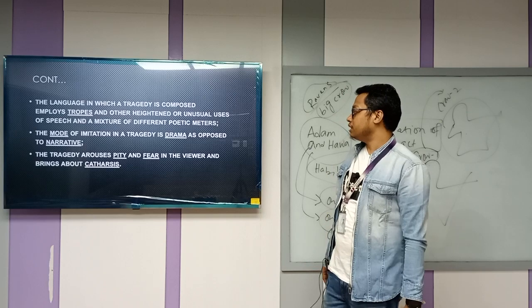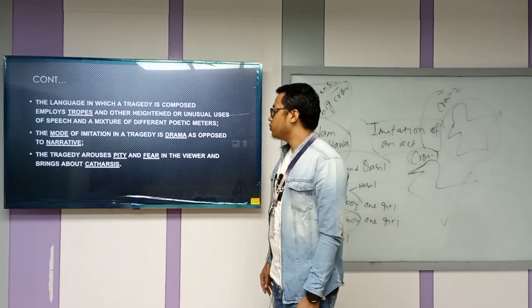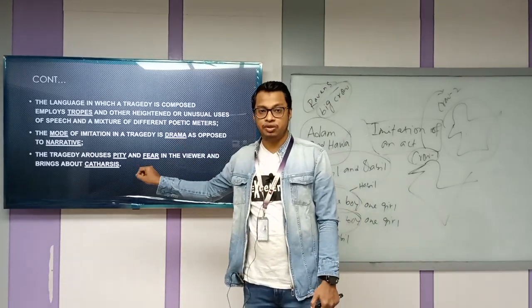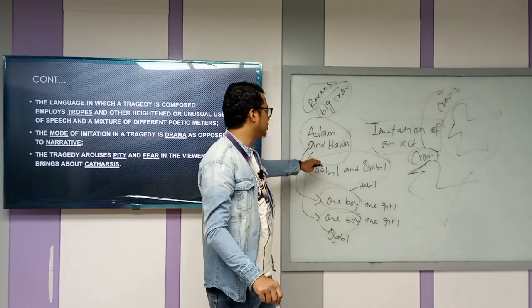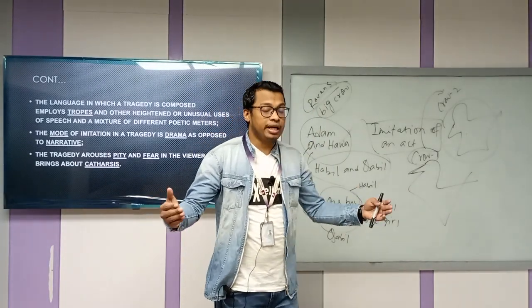The mode of imitation in a tragedy is drama as opposed to narrative. I already told you that. The tragedy arouses pity and fear in the viewer and brings about catharsis. This is what you should know as well. We have already discussed what catharsis is. So this is the end, my dear students.